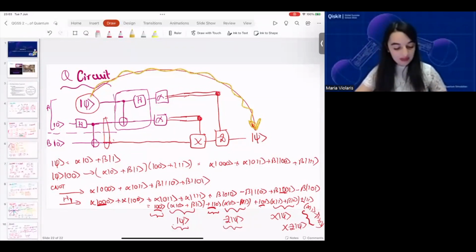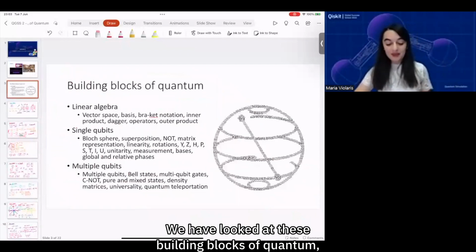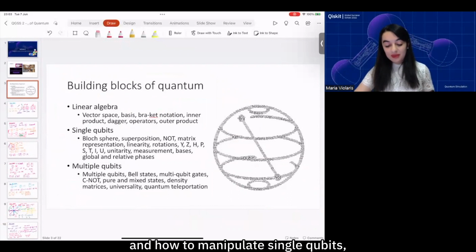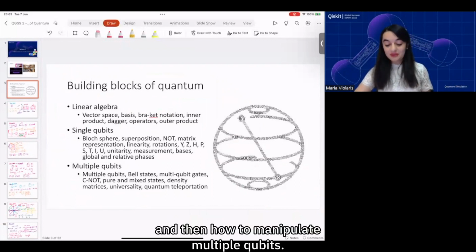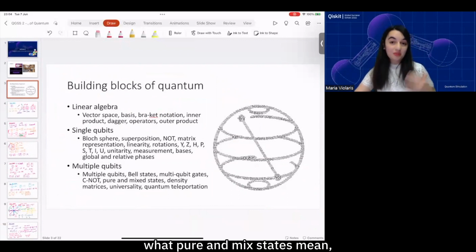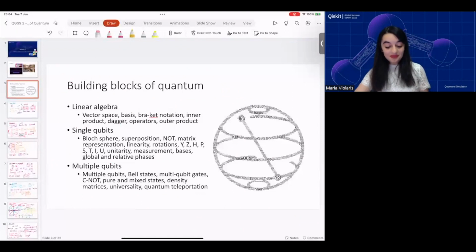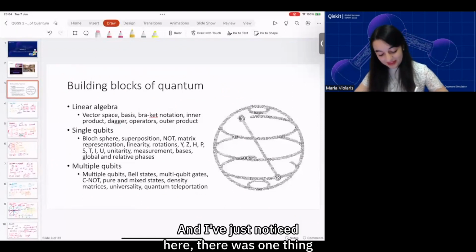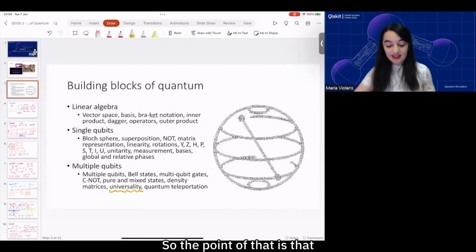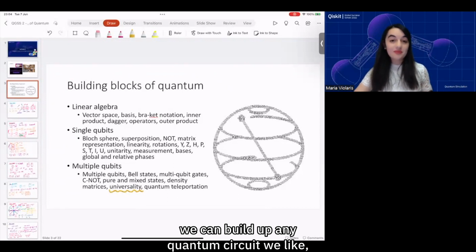And just to summarize what we have been through today, we have looked at these building blocks of quantum, looking at the fundamental aspects of linear algebra and how to manipulate single qubits, and then how to manipulate multiple qubits, some of the gates that are important there, what pure and mixed states mean, and also quantum teleportation. And I've just noticed here, there was one thing we didn't get around to mentioning, universality.